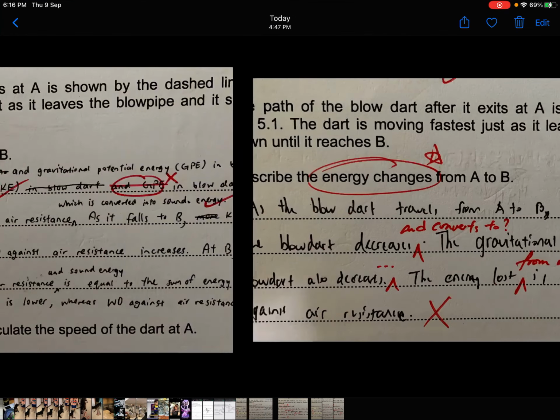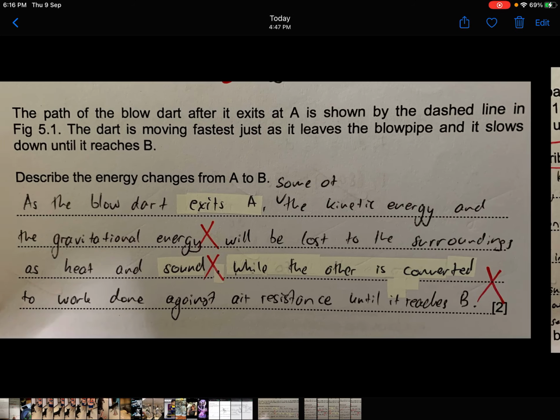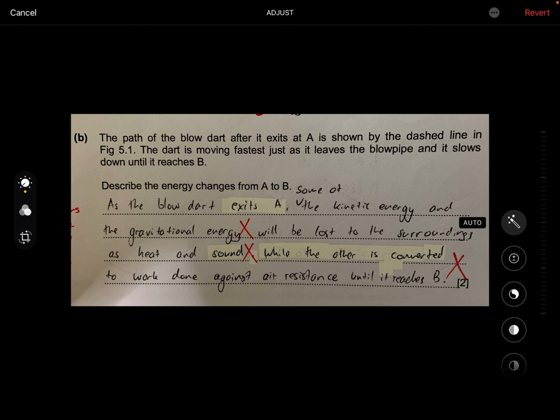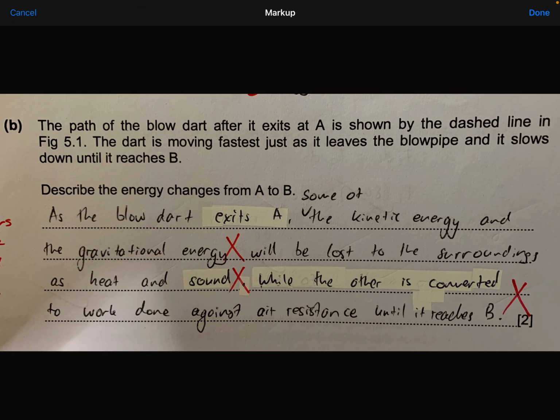Okay, so let's switch to my photo here. So I have 3 of them. Let's begin with this one. Well, this guy says something like, as, let me go into the edit mode.